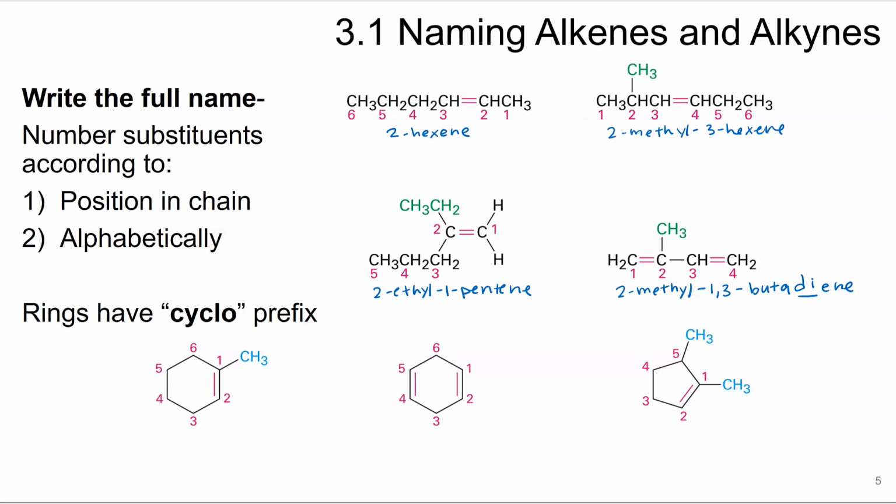If you have a cyclic structure, just like with cycloalkanes, we're going to name it as a cycloalkene. And the double bond is always assumed to start at 1. So it's going to be 1 all the time. So this structure here becomes 1-methylcyclohexene. This here, if you have 2, would be 1,4-cyclohexadiene, or you can name it cyclohexane. This structure here, the double bond needs to be between 1 and 2. So this would be 1,5-dimethylcyclopentene.